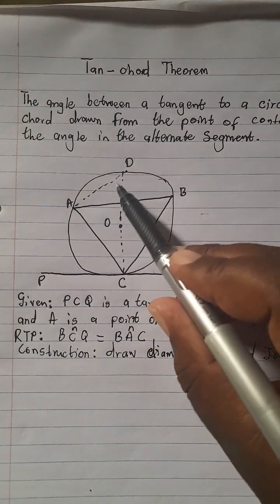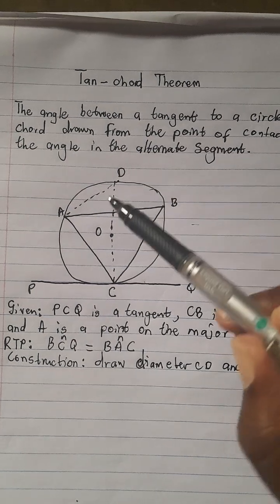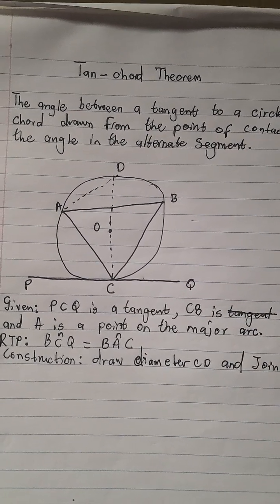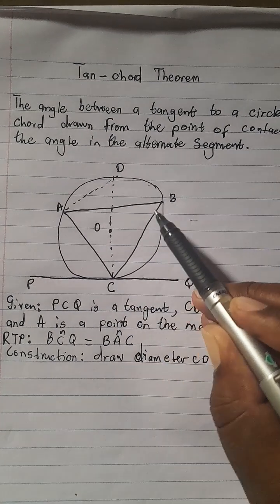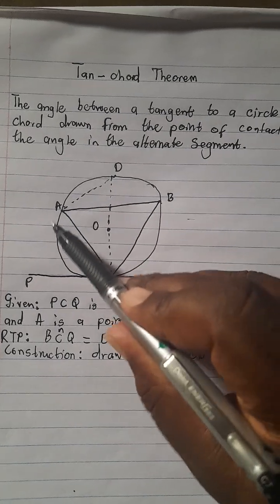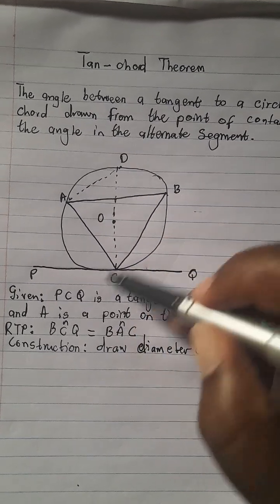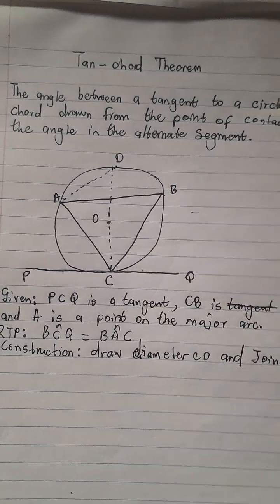AD here becomes a chord. So when you look at this, it's now more of a cyclic quad. Do you agree with me? Let's see why I'm saying so. It's 1, 2, 3, 4. It touches the circle four times here, guys. So that's why I say it's more of a cyclic quad.